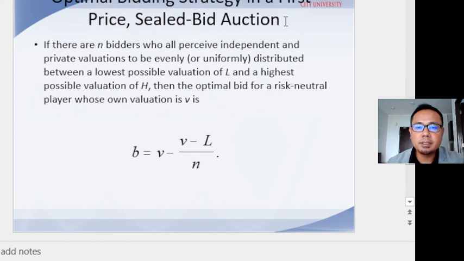And this is the optimal bidding strategy in the first price sealed bid auction. If there are n bidders who all perceive independent and private valuations to be uniformly distributed between a lowest possible valuation of L and a highest possible valuation of H, that is the optimal bid for a risk neutral player whose own valuation is V. So it depends on this situation. B denotes the player's optimal bid.